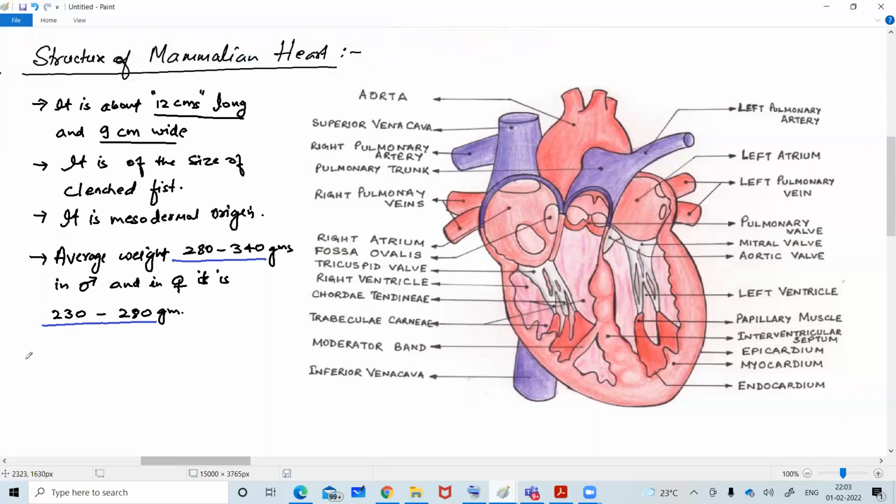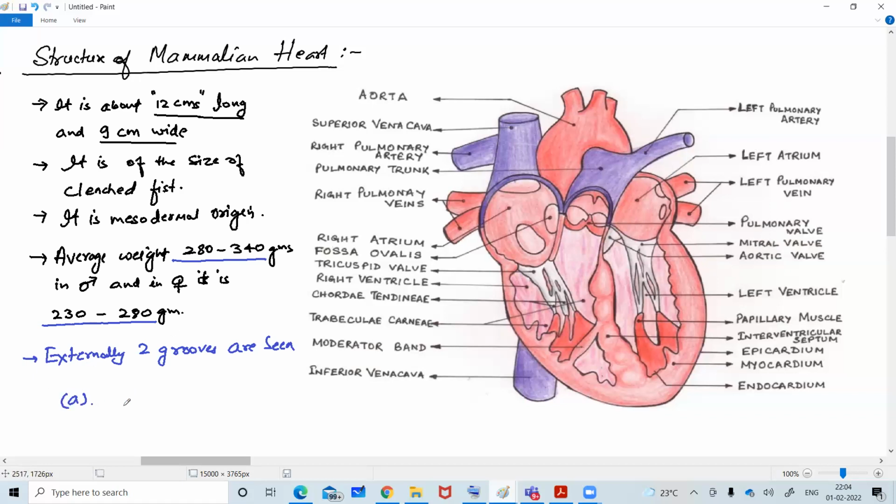Now, next, externally two grooves are seen. Let's see what the two grooves are. The atrioventricular groove, also called the coronary sulcus. Let me show you where it is. Let me write the point first, then I will explain. It is not labeled here, but I will show you where it is located.